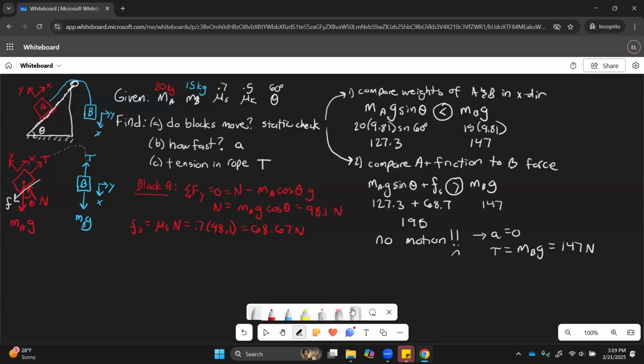Now, if we did want these to move, let's say, okay, so we know here that B is not strong enough to pull A up the plane with this much friction. Well, what if we just swapped A and B, so that B was the heavier block and A was the lighter block? Then they would be a lot more likely to move. So let's switch those numbers around, and then we'll do the same calculation over again.